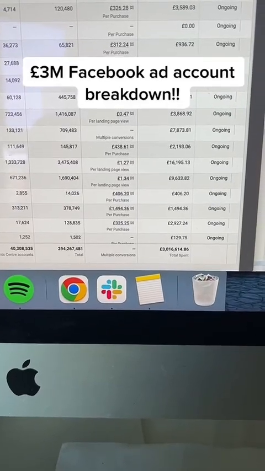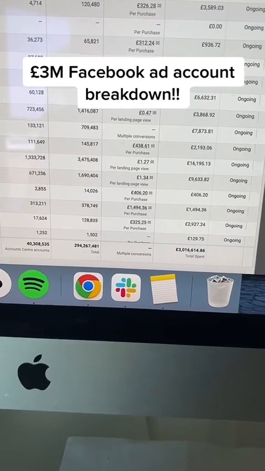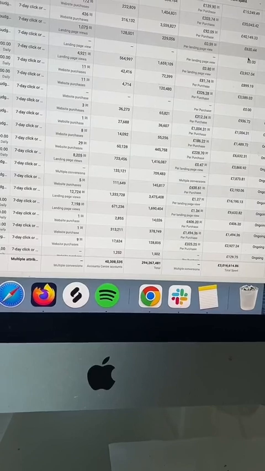I'm going to show you guys a £3 million Facebook ad account breakdown. Now, for obvious reasons, I'm not going to show the ad set names, the campaign names, or the business ID, but I will show you as much as I can right now. So, a bit of context.